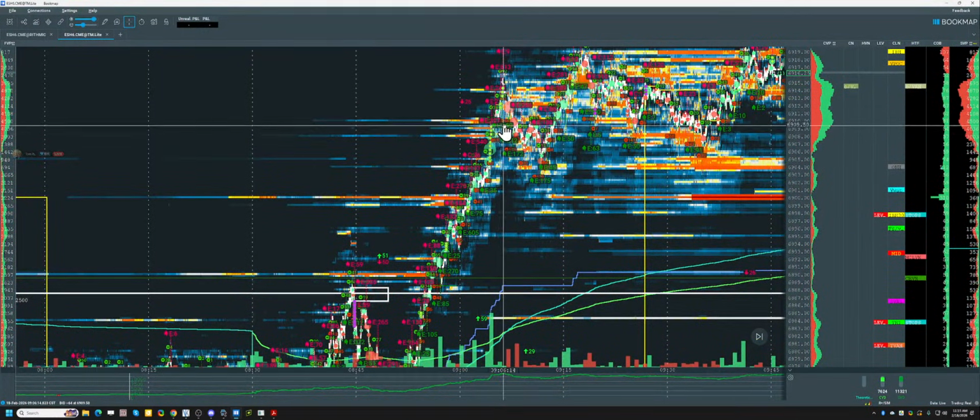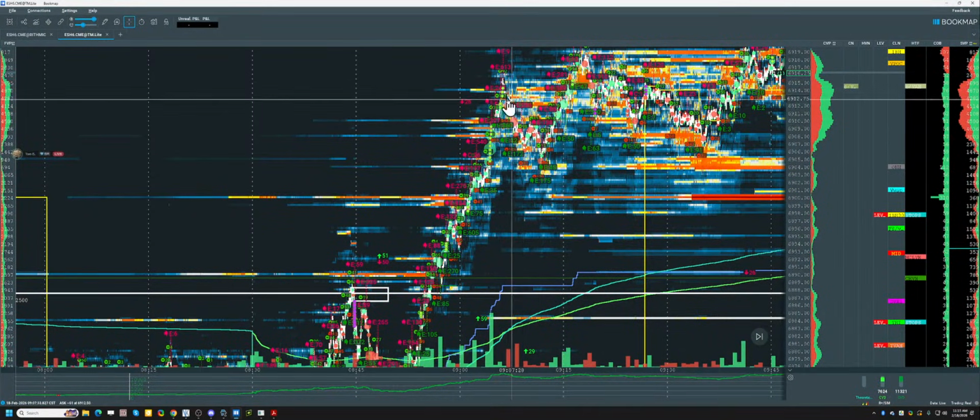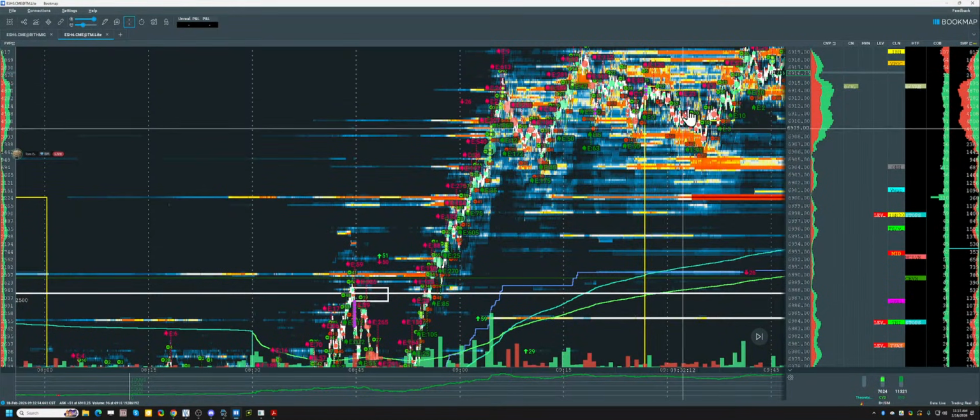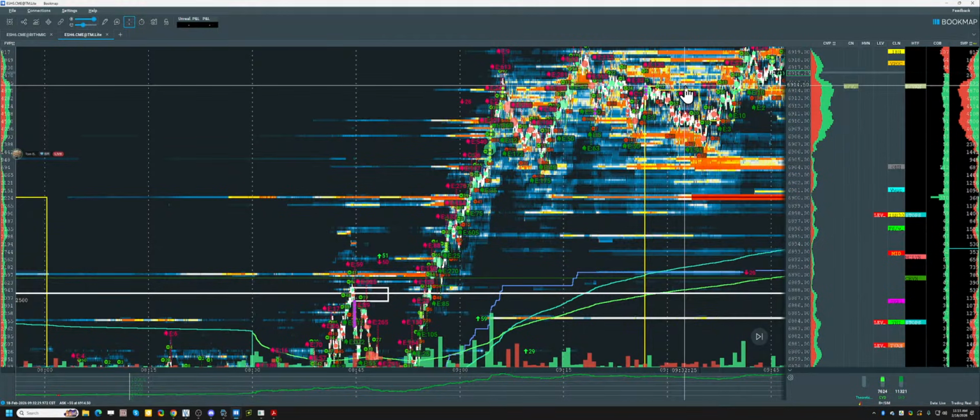Up here, target, sweep. So that was a scale for me, or an exit depending on the number of contracts, not relevant to this. And then I pull outside, make a new high. I'm now above this. I get VPOC migration.